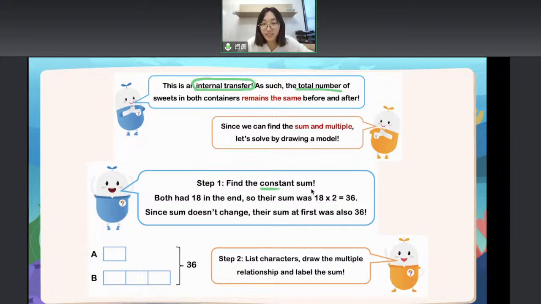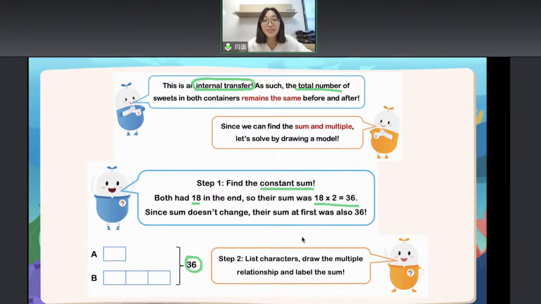And then you can try to solve the question. Firstly, find the constant sum. In the end, each container has 18. That is, for the sum, it should be 18 times 2, which will give you 36. So when you draw the model, you can label 36. And also you can find the multiple relationship here. That is, A had 1 unit, B had 3 units. So how to build the equation? How many units equal 36? Can you find? Good job.